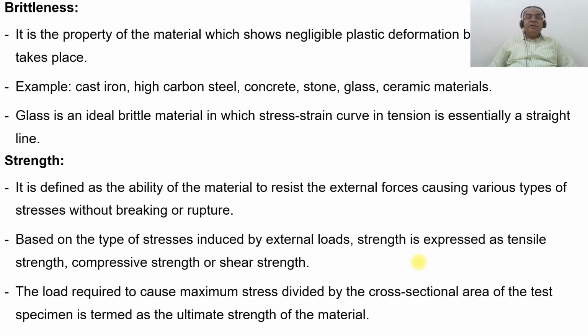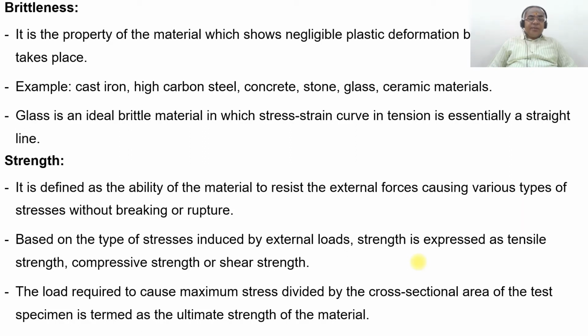Brittleness is the property of the material which shows negligible plastic deformation before fracture takes place. So there will not be much plastic deformation, but there will be fracture. Very good examples are cast iron, high carbon steel, concrete, stone, glass, etc. Glass is an ideal brittle material in which the stress strain curve in tension is essentially a straight line. Once an impact or external force is applied on the glass, it will immediately break. So that is a very good example of brittleness.